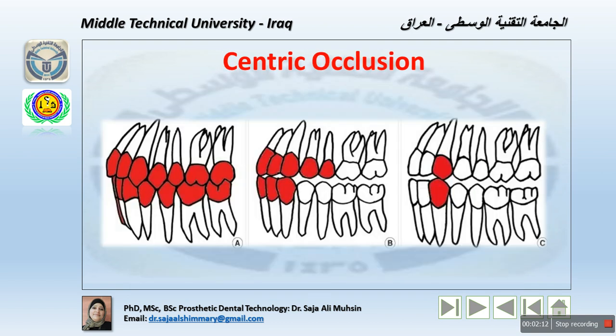We have also the centric occlusion. In terms of centric relation, it is a bone-to-bone relation. Centric occlusion is the tooth-to-tooth relation. It is the maximum intercuspation between the upper and lower teeth. The latest terminology for centric occlusion is the intercuspal position. So, if we say the intercuspal position or maximum intercuspal position, this refers to centric occlusion as well.